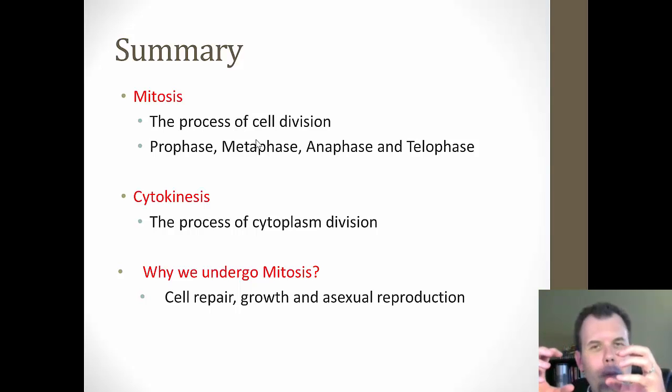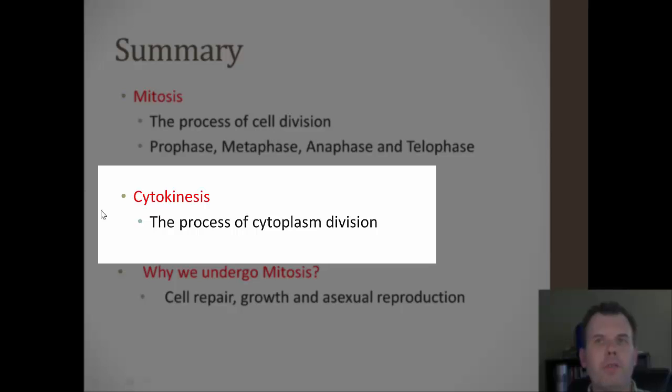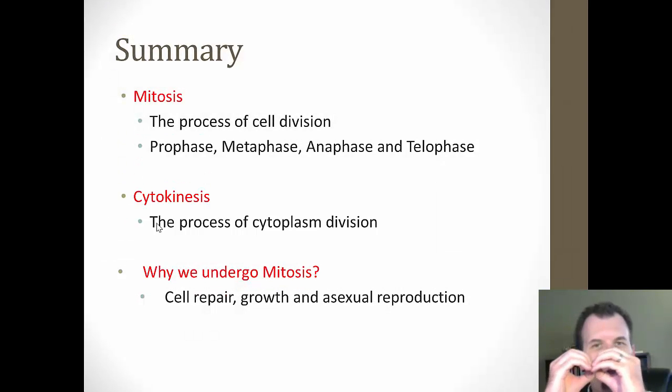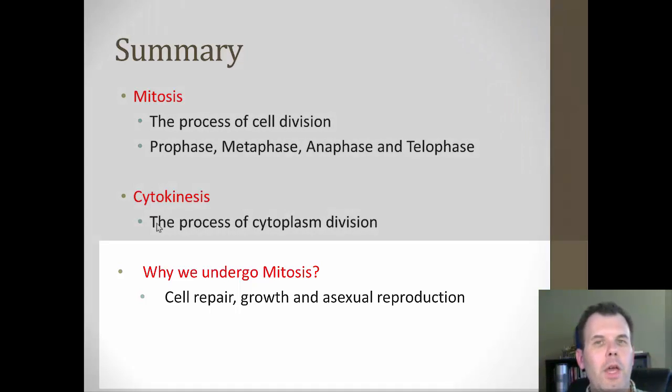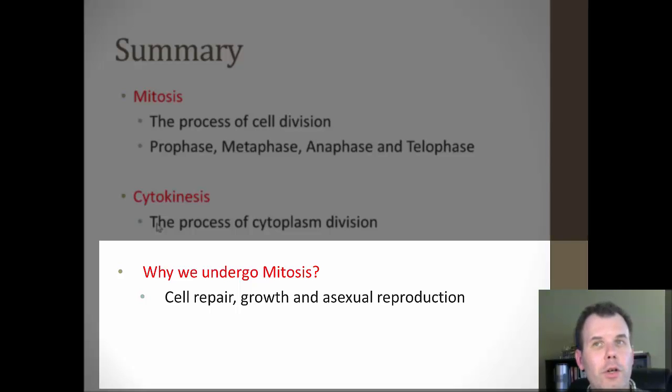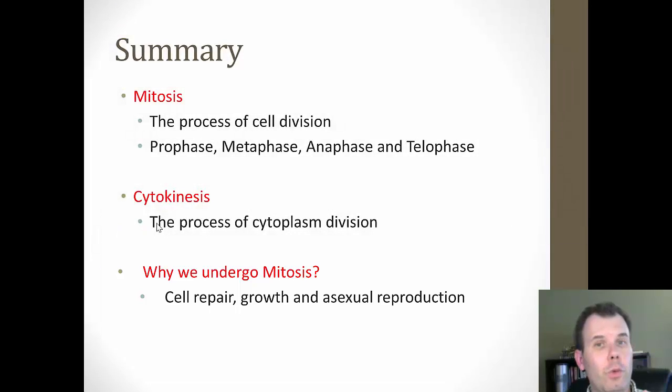You get the nuclear membrane reforming, and finally you get the process called cytokinesis, where the cells divide. Again, animals divide with the cleavage furrow and pull apart, whereas plant cells form a cell plate in between, which eventually becomes the cell wall. And finally, why do we undergo mitosis? Because we want cell repair and growth, and some organisms use it as a form of asexual reproduction. With that, we've come to the end of the lecture.